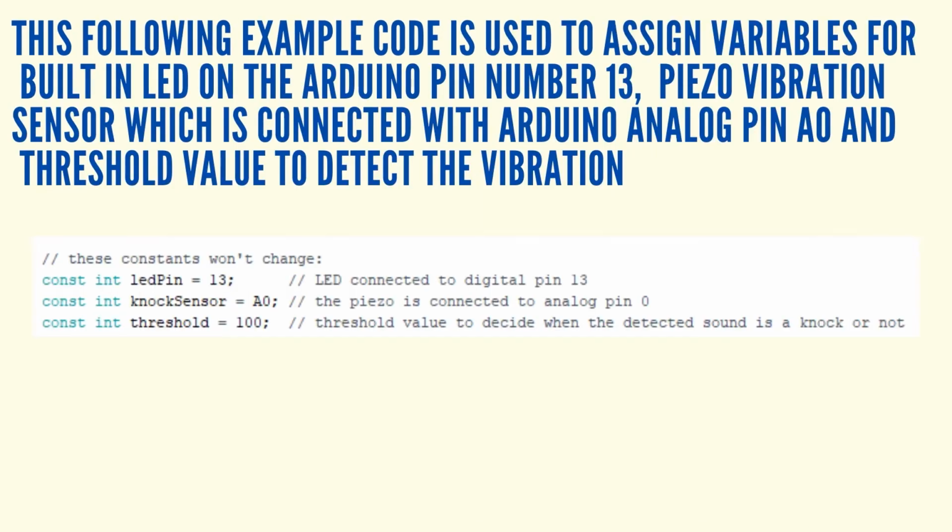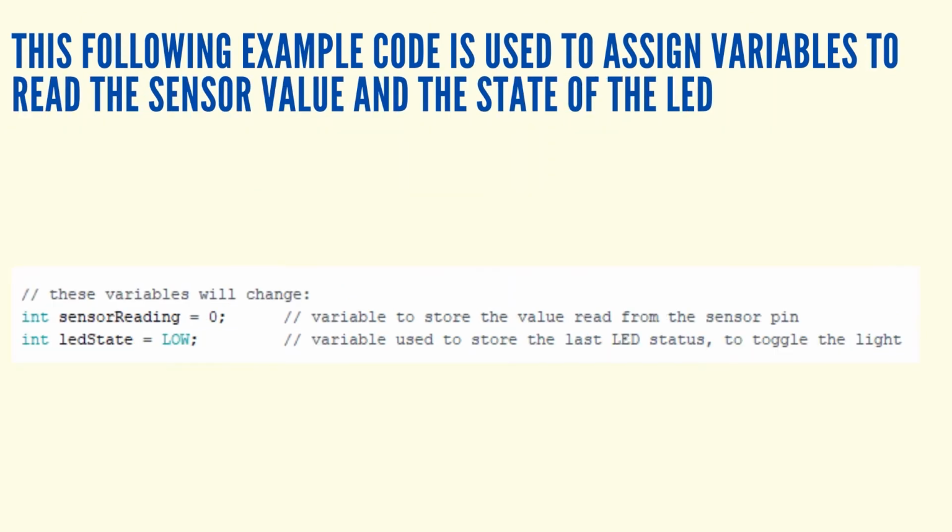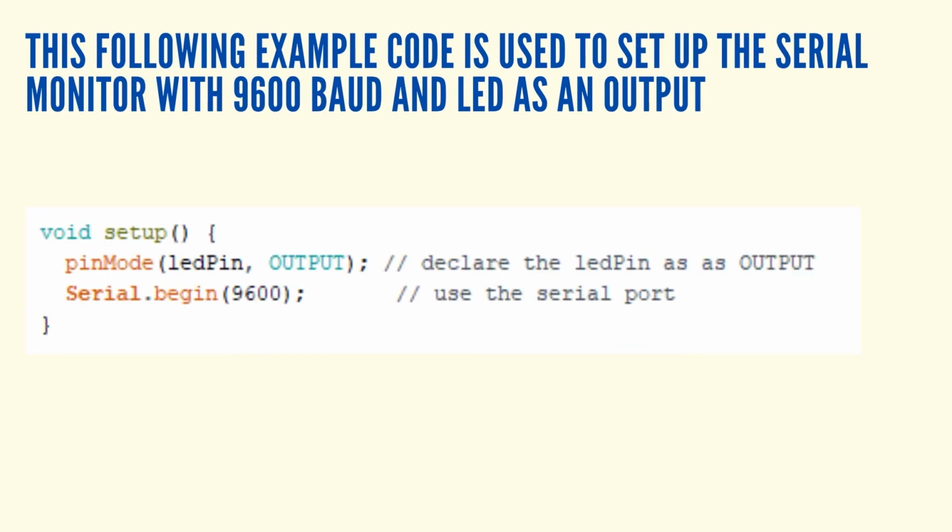The first few lines for the code are used to assign variables for the built-in LED on pin 13 and the piezo vibration sensor on pin A0. It is also assigning a threshold value to detect that vibration. The next lines are used to assign variables to read the sensor value and the state of the LED. The code then sets up the serial monitor with 9600 baud rate and the LED as output.